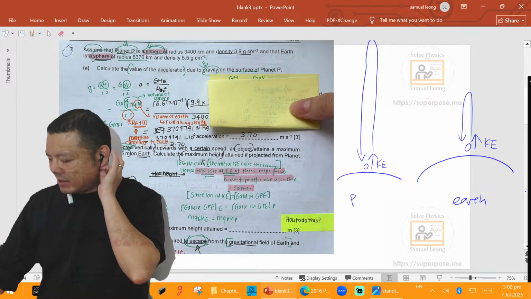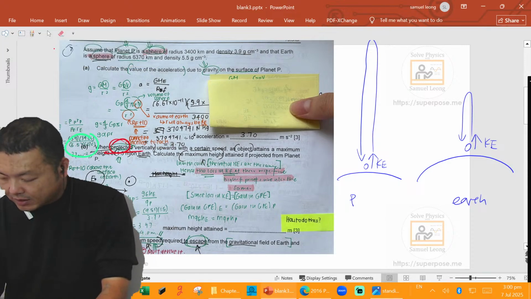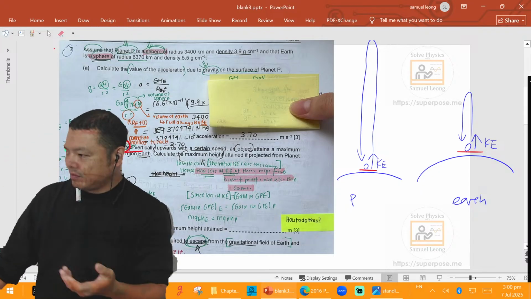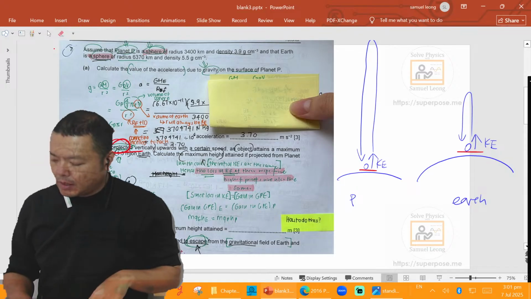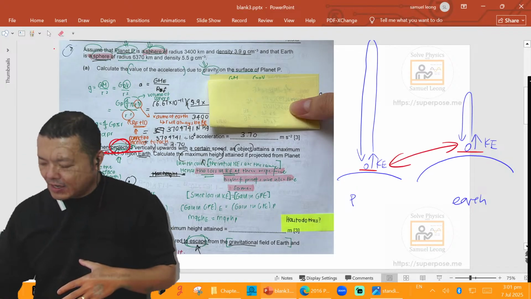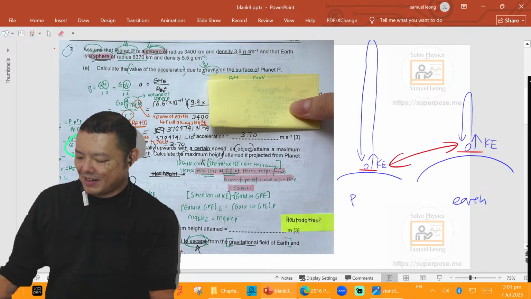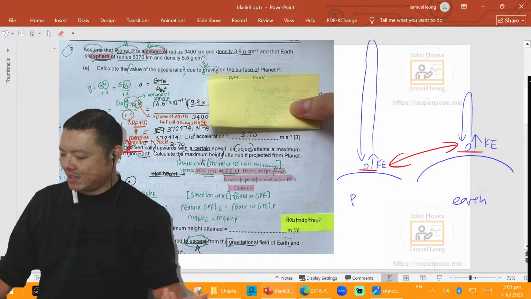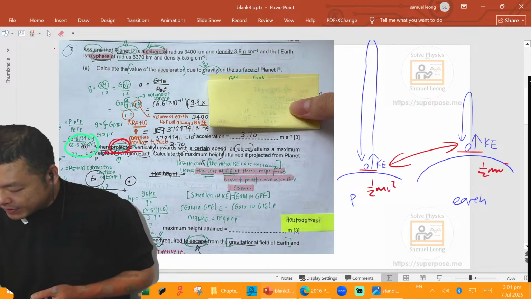Because this KE, who gave the object the KE? It's projected, right? What can you project it with? Okay, a launcher, or maybe even a catapult. When I say that the KE is the same KE on different planets, would it be different or would it be the same? The same, right? Yeah, exactly the same. Why? Because it's half mv squared, half mv squared, right?